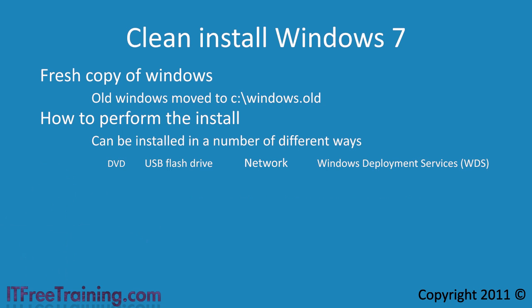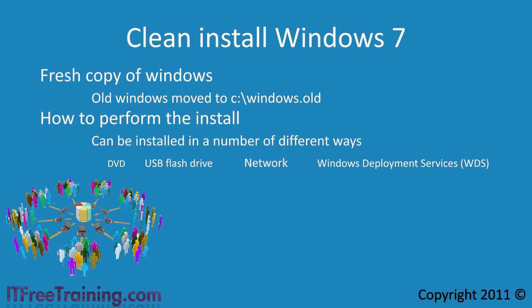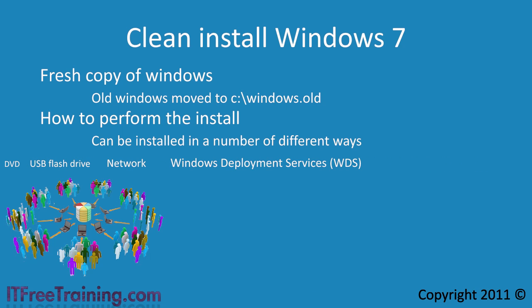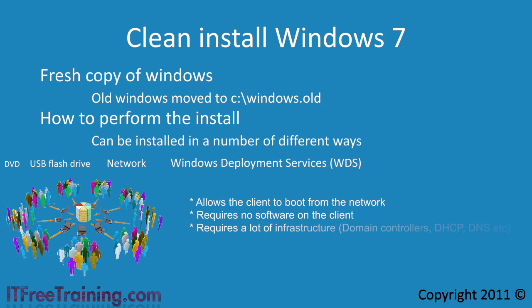For the enterprise, you may want to consider a more customizable solution. Microsoft offers Windows Deployment Services, or WDS. WDS allows you to install Windows 7 by booting from the network. This means that no software is required on the local computer. WDS is very customizable, so you can add software to your installs and even automate the installs. The biggest disadvantage of WDS is that it requires a lot of infrastructure to work.